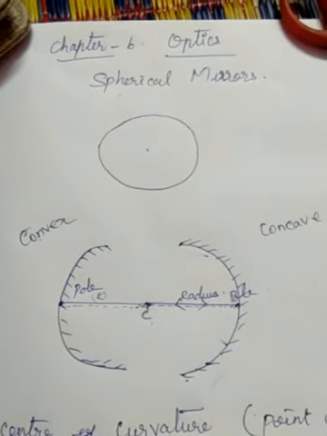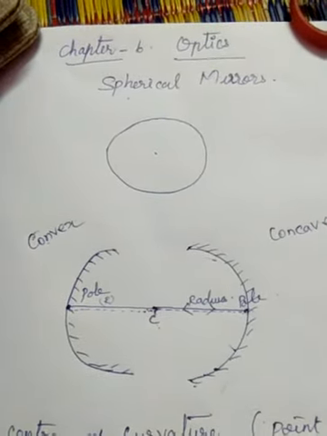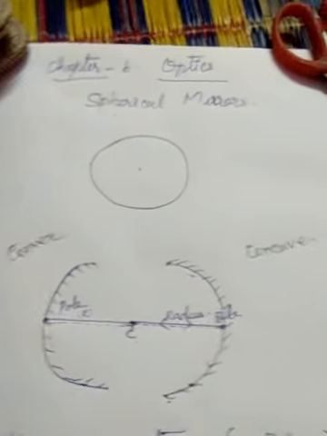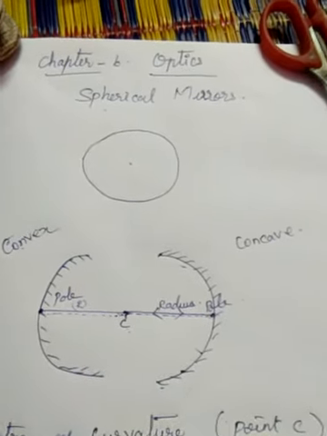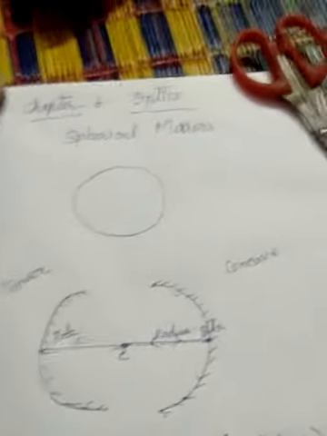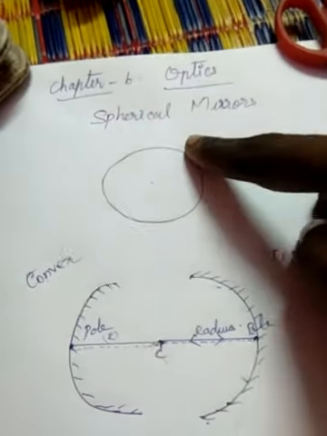The next topic is the spherical mirror. Let us discuss some of the conditions of the spherical mirror. Now we are taking the hollow spherical mirror. This is the hollow spherical mirror.